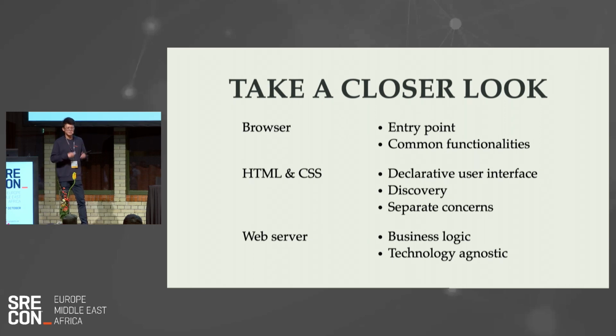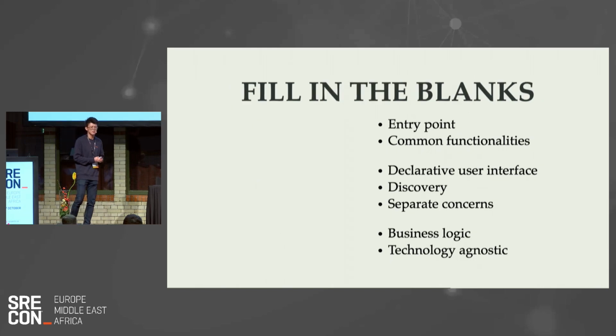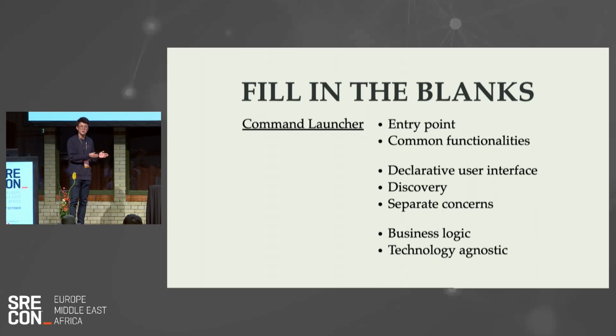So what do these three key elements have to do with command line tools? Let's do a very, very simple exercise. Fill in the blanks. We need an entry point that provides common functionalities, so we build one called the command launcher. As the name says, it's simply a command that launches other commands. Of course, it has other functionalities integrated in it. We need a declarative user interface, so we introduce one. It's called the manifest.